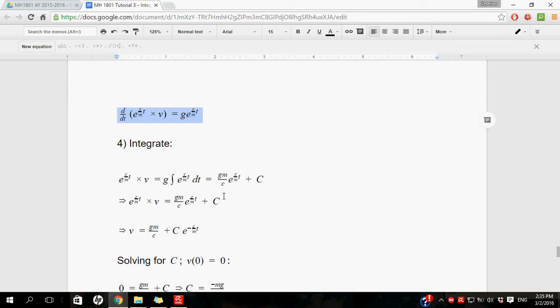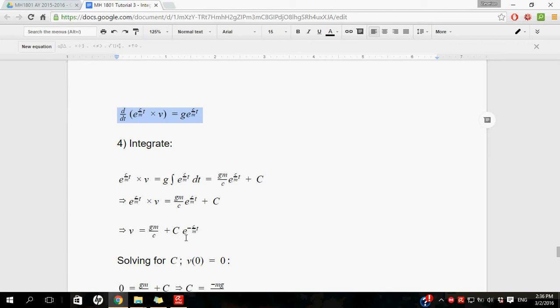Obtaining this is precisely what we will get over here. And because this is an exponential function, it's always positive, we can divide by it. So v can be expressed this way. It equals gm over c plus an arbitrary constant times the exponential function.